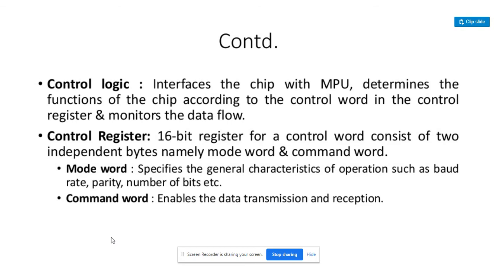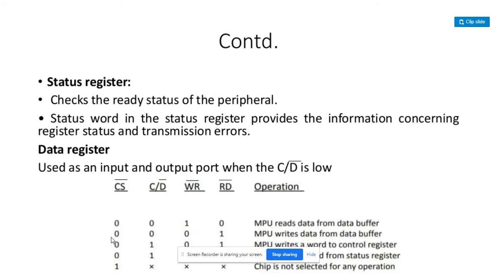Control register is a 16-bit register for the control word consists of two independent bytes that is called mode word and command word. Mode word that specifies the general characteristics of operations such as baud rate, at what rate data is transmitted, parity, for the error controlling, number of bits, means how many bits are transmitted per second, and the command word that enables the data transmission and the receiving of the data. Here is also a status register that checks the ready status of the peripheral, and the status word in the status register provides the information concerning with the register status and transmission of errors.